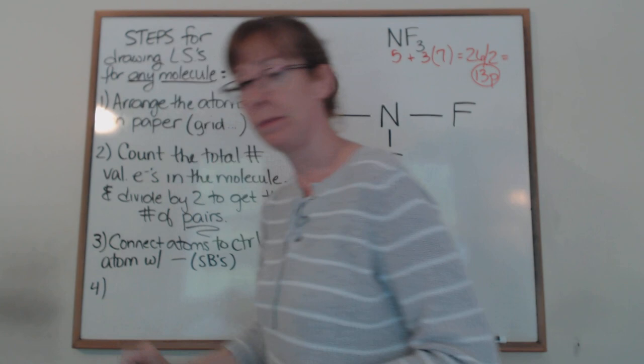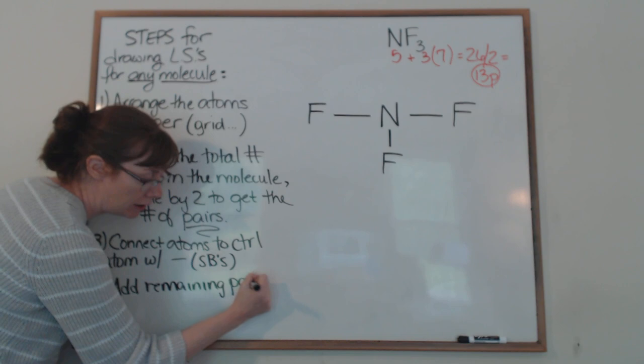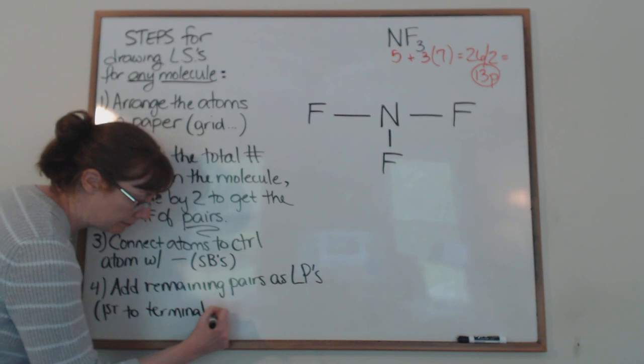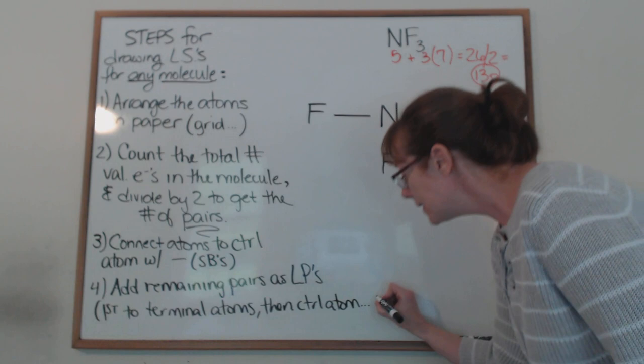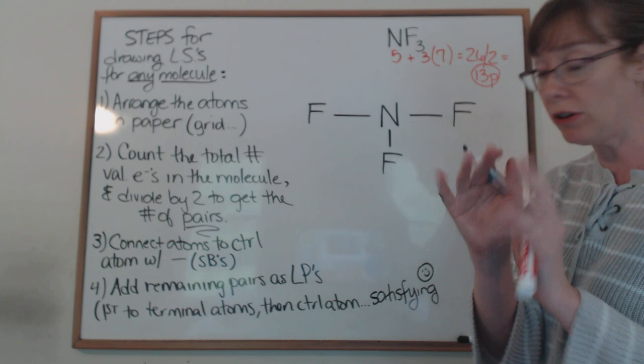Step number 4. After you connect the atoms together, you want to add your remaining pairs as lone pairs, LPs, but in a certain order. First to the terminal atoms, and then to the central atom. And here's the whole concept here: satisfying, in other words, making them happy, giving them either octets, if they're all other atoms except for hydrogen, or duets if they're hydrogen, satisfying the atoms as you go.